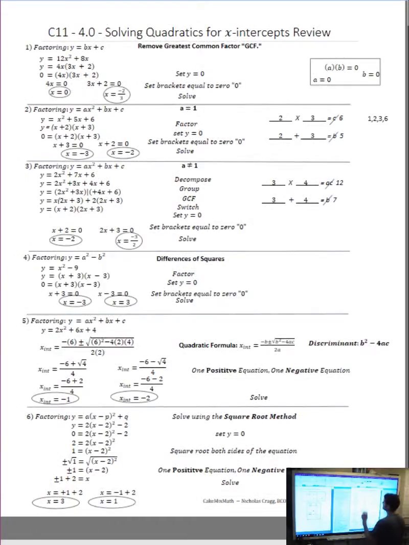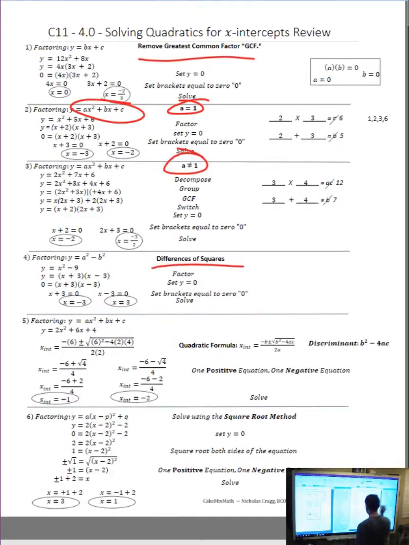Solving quadratics, remember, factor any way you can. Try and remove a greatest common factor first. Then try and factor a quadratic if you can. A might be equal to 1 or not equal to 1, factoring trinomials. Lots of differences of squares. We're not going to use the quadratic formula too much, but we should remember it. And not too much completing the square and using the square root method at the bottom, not too much vertex form anymore. We're going to be looking at cubics.